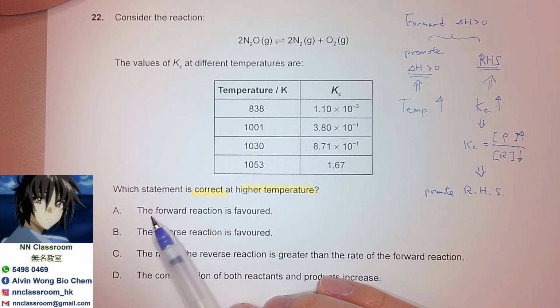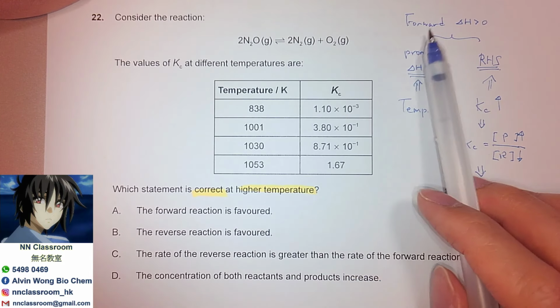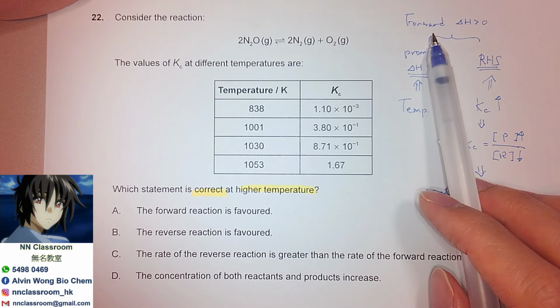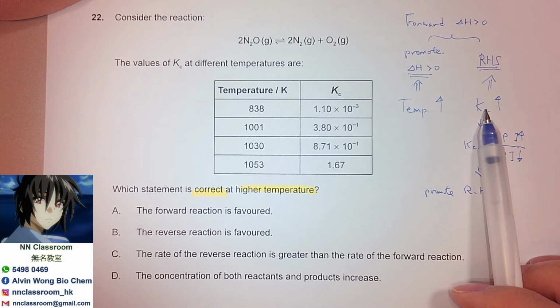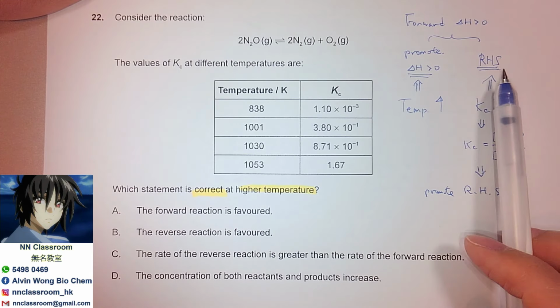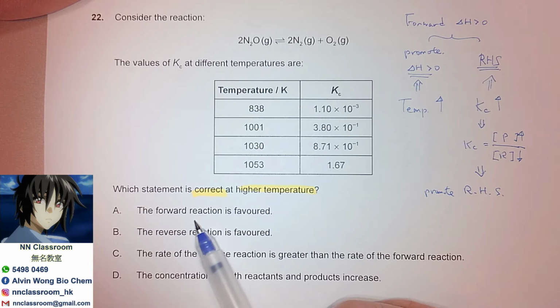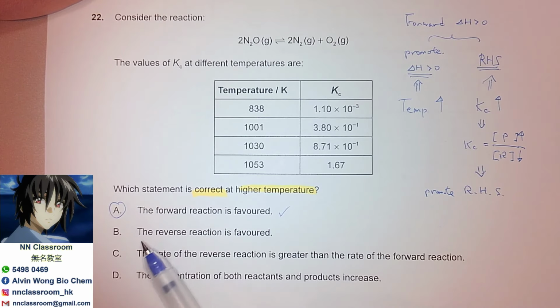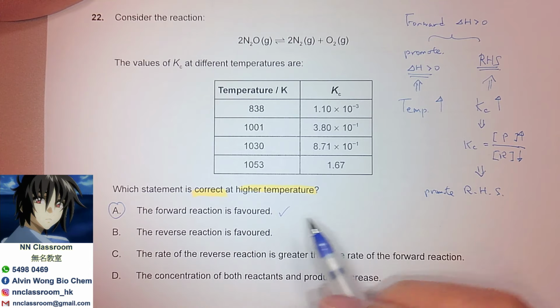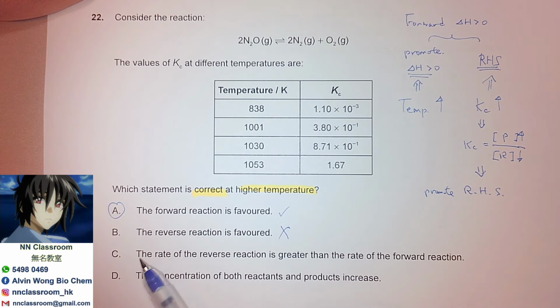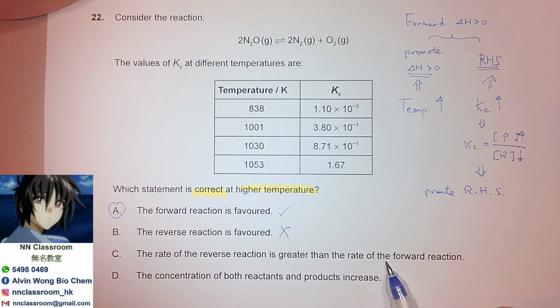Let's see. For A, the forward reaction is being favored, as we kind of already concluded, right? Under higher temperature, the Kc increases. Kc increases implies the right hand side reaction is more promoted, and so that means forward. Easy. So we killed the question already for A, but let's double check. For B, reverse reaction is favored. Obviously, this is an opposite statement. Obviously not correct, right? C, the rate of reverse reaction is greater than the rate of the forward reaction. This is obviously wrong, right?